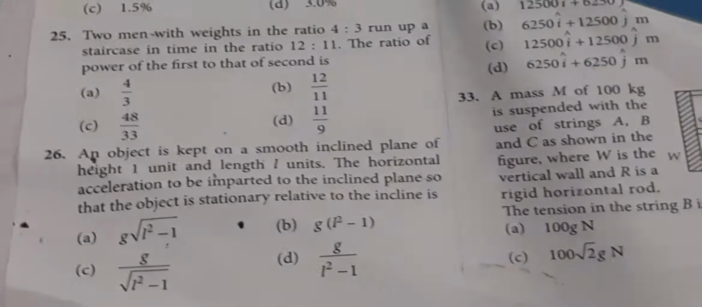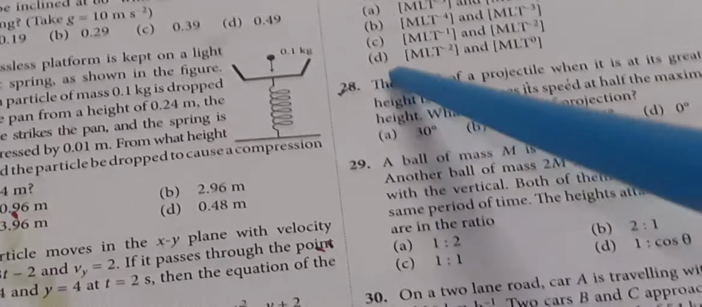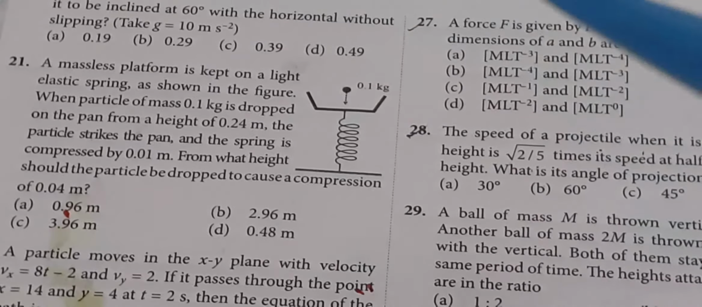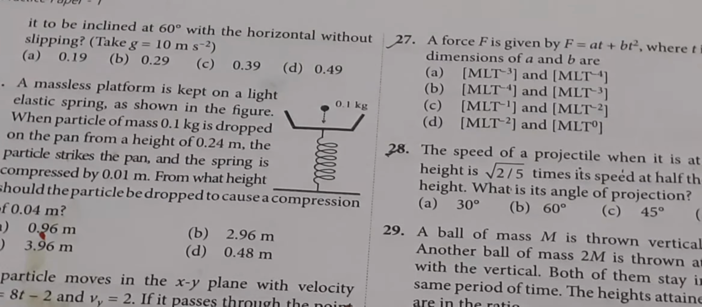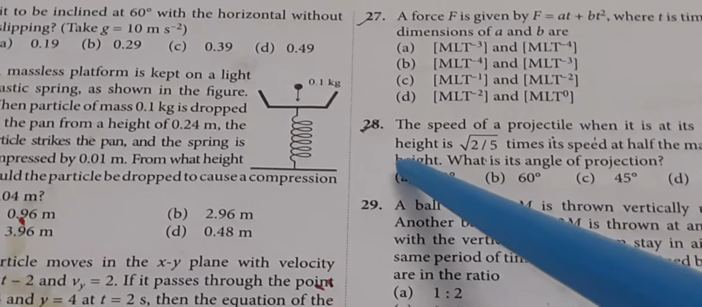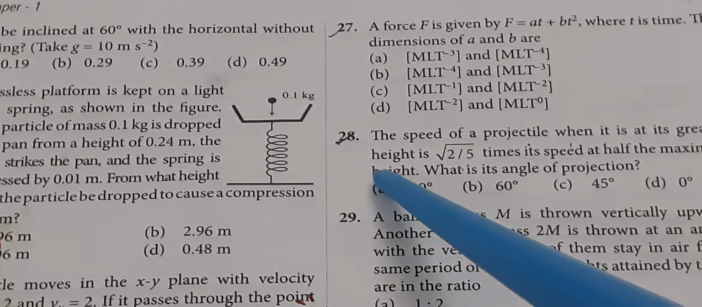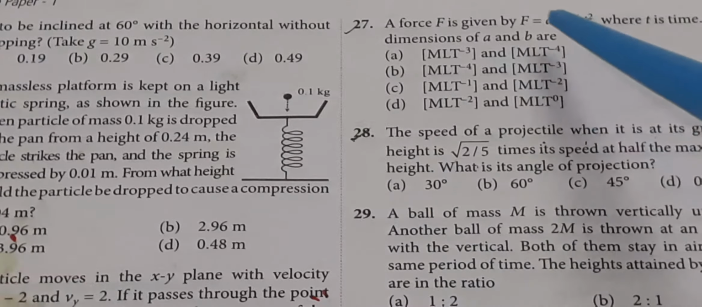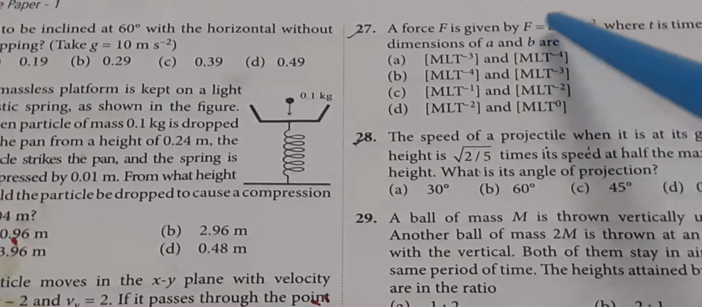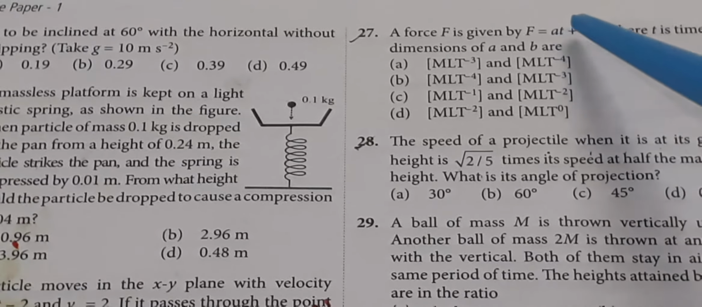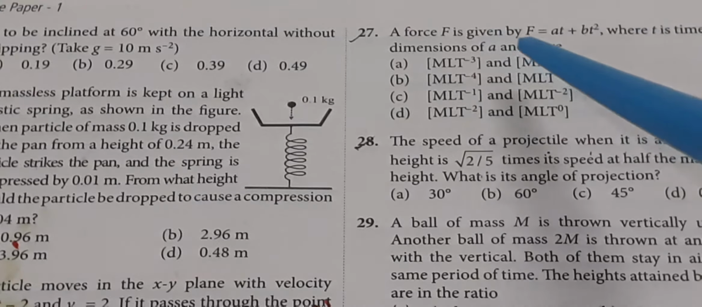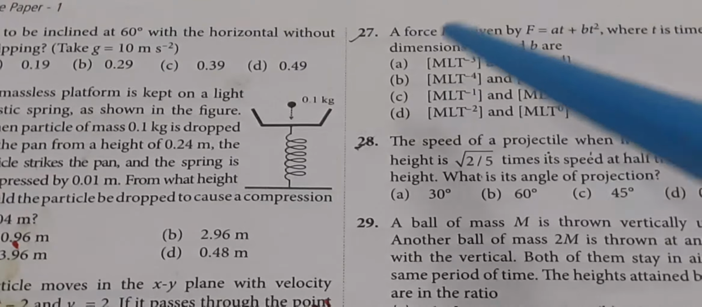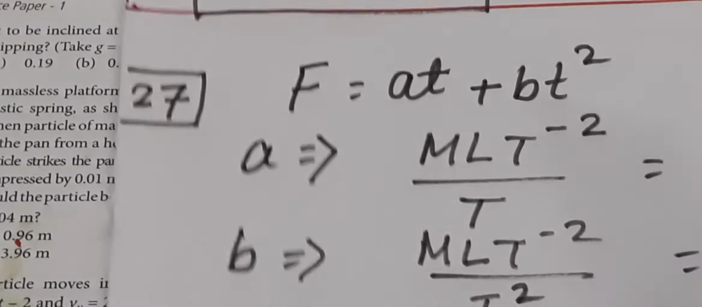Now come to the next job, that is dimensional formula. Now you can see force is given by AT plus BT squared, where A and B are two positive constants. The dimensions of A and B are required to be found. Very simple. Force is M L T to the power minus 2, and here on the right side it is AT. Remove 1 T, then A will come. That means it will be, see from here.